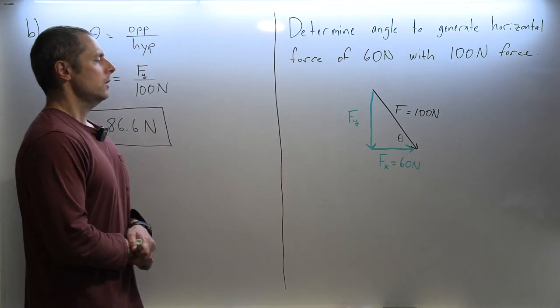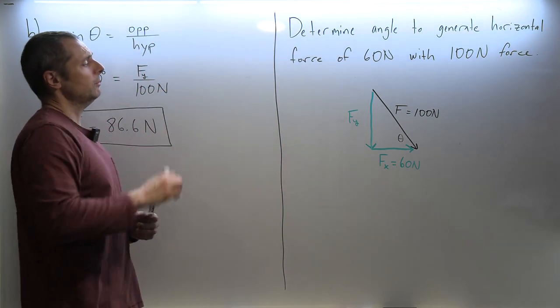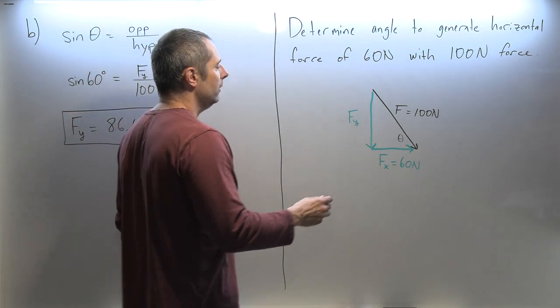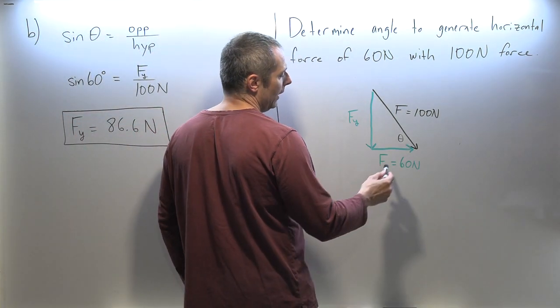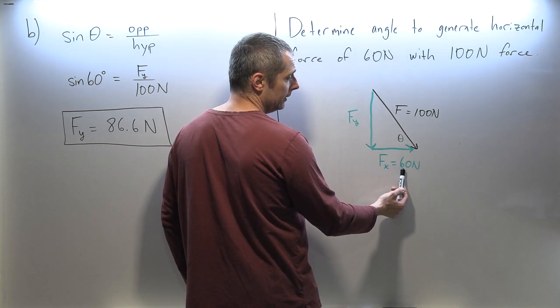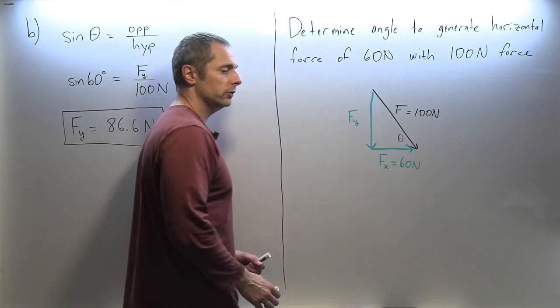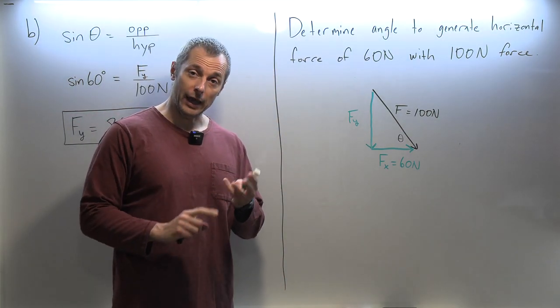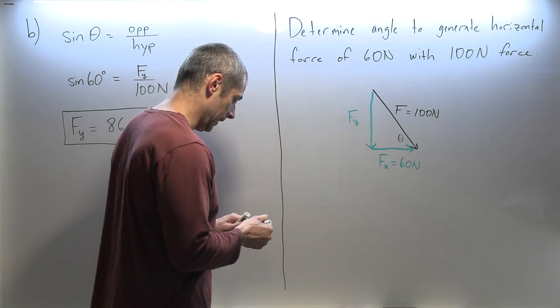Okay, so that's what we know. That's what the problem gave us. So now that we're looking for this angle, we look and see that we have the side next to it, which we call the adjacent side, and we have the hypotenuse. So the trig function that relates the adjacent side, the hypotenuse, and the angle is the cosine function again.